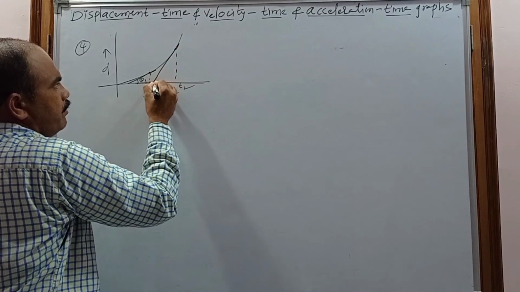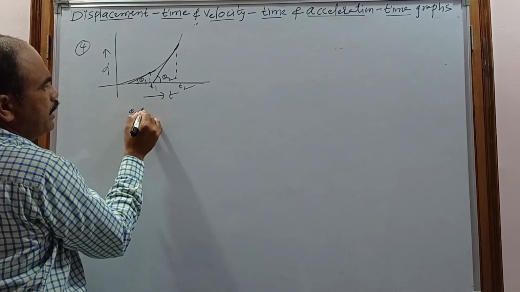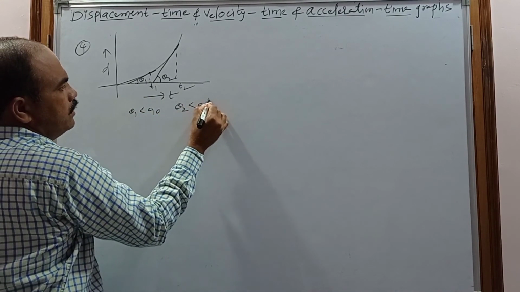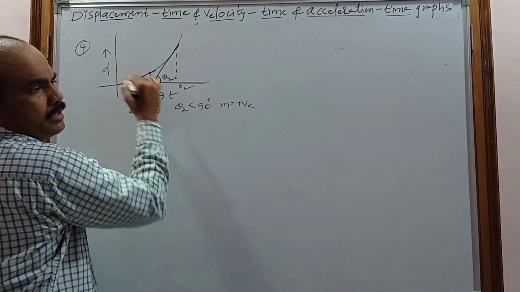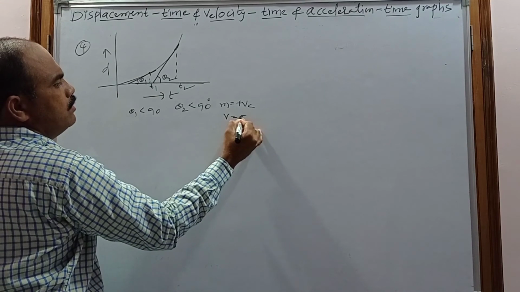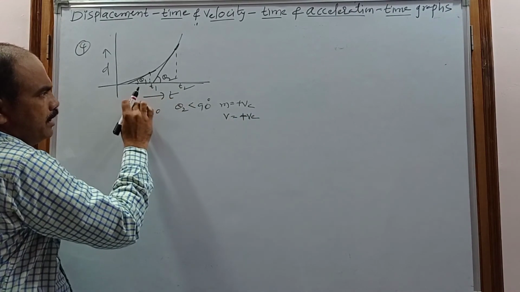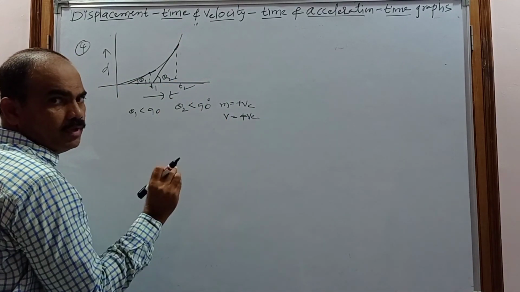So this tangent makes how much angle? Let us consider that it is theta 2. But here theta 1 is less than 90 degrees, and theta 2 is also less than 90 degrees. So the slope is positive. The slope represents the velocity, that's why it is also positive velocity. When the body is in motion, the time increases and displacement increases. That's why it has positive velocity.